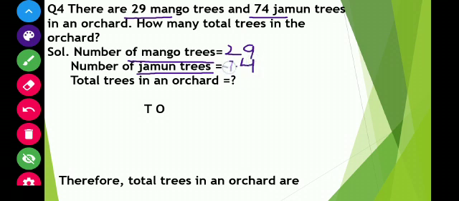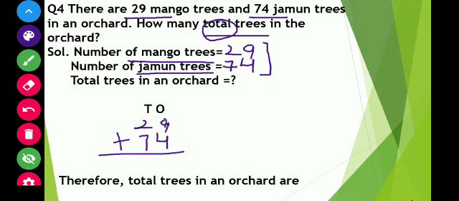Now what do you have to find out here? How many total trees are in the orchard? You have to find out the total number. So again, total means what? Addition. So how will you find the total number? By adding these two numbers. So now we will add these two numbers, 29 and 74. Put a plus sign over here.